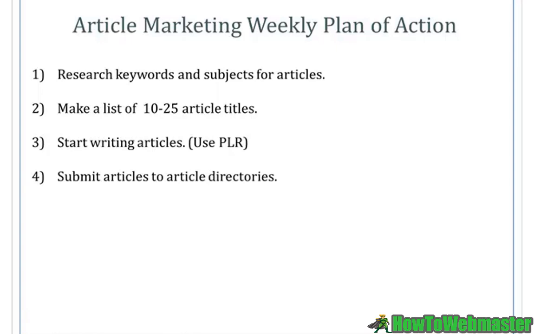Submit the articles to the article directories. We gave you some directories that you can use. Ping your articles with pingomatic.com. It's really simple. You just go to pingomatic.com and you're going to put the name of your site, and when you submit your articles, you're going to get basically a URL to that article, and that's what you're going to place in there. And then you're going to basically click submit to have your articles pinged.